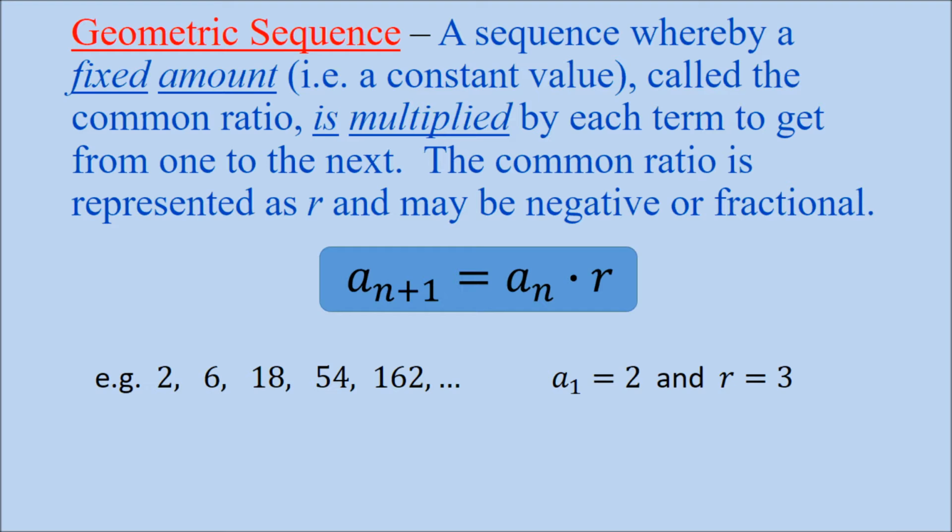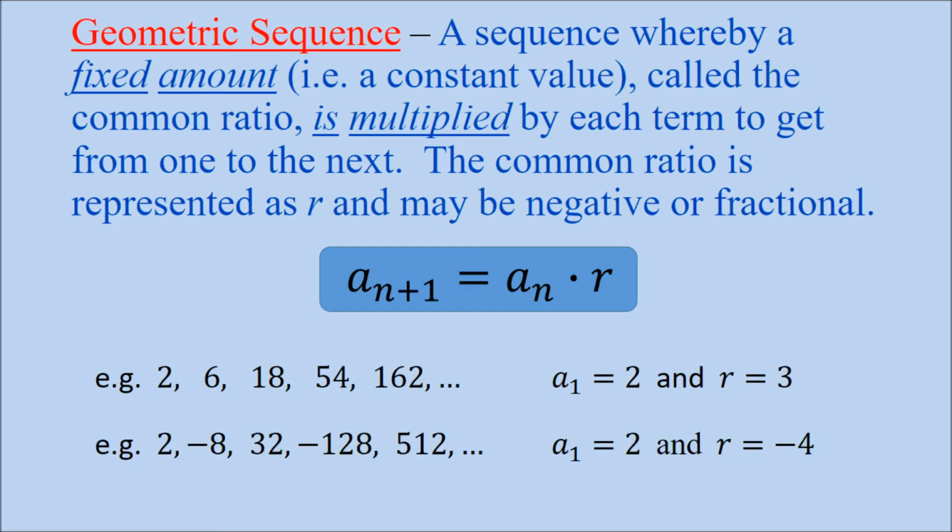If we look at the example 2, 6, 18, 54, 162, etc., the first term, denoted a sub 1, is 2, and r is 3 since we're multiplying by 3 to get from one term to the next. In the second example, a sub 1 is still 2, but this time you can clearly see that we're multiplying by negative 4 instead of positive 3. So our value of r is changed to negative 4, since 2 times negative 4 is negative 8, negative 8 times negative 4 is 32, and so on.